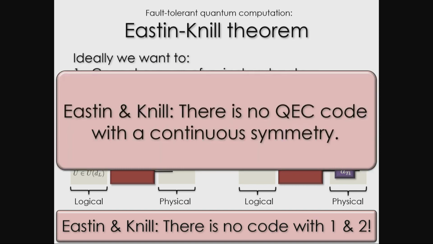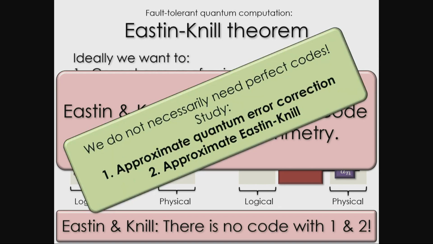And in fact, they showed that there is no perfect quantum error correcting code which is covariant with respect to a continuous symmetry. And the point of view you're going to take here is that we do not necessarily want to have a perfect code, but we might be able to tolerate some errors. So I'm going to study approximate quantum error correction of covariant codes, symmetric codes, and I'm going to prove an approximate version of the Eastin-Knill theorem.